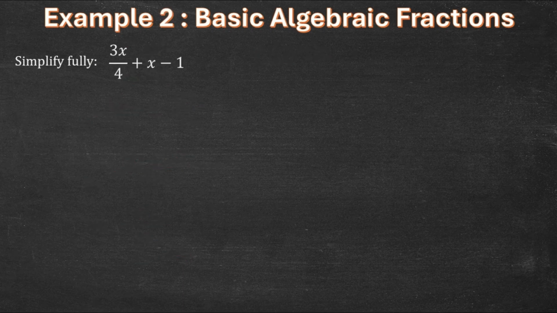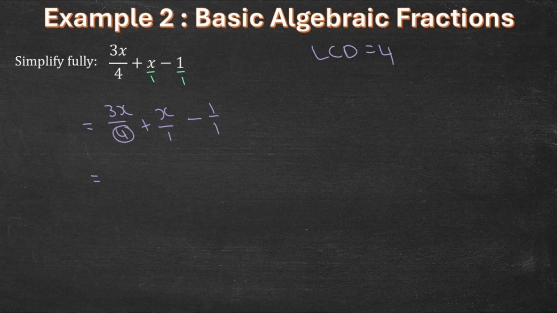Okay, example 2 looks a bit different because only the first term is written as a fraction and not this x or the 1. But remember, any whole term can be written as a fraction. For example, we can write x over 1 and 1 over 1. So let's rewrite this whole expression as fractions. Now that all the terms are fractions, I'm going to find my lowest common denominator. And the denominators for these terms are 4, 1, and 1. So my lowest common denominator is 4. Now we can replace all our denominators with the lowest common denominator.